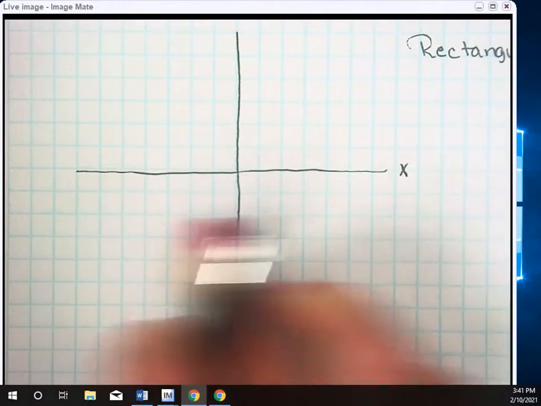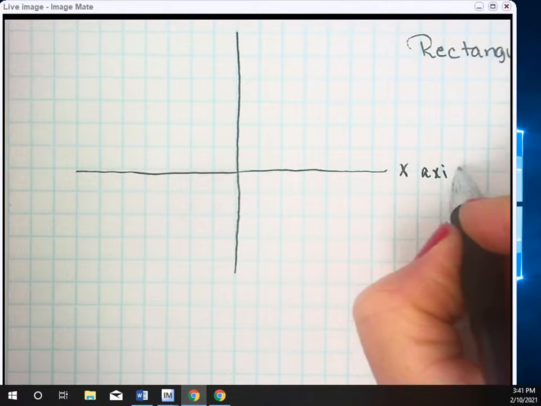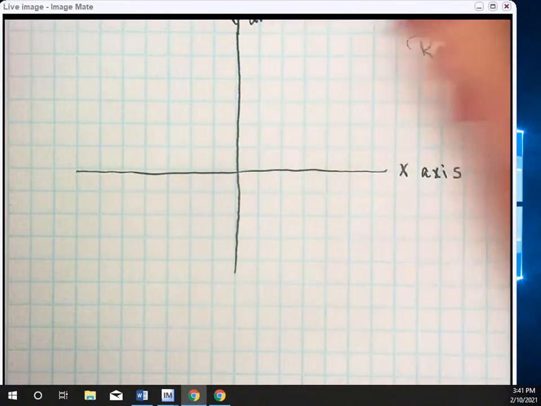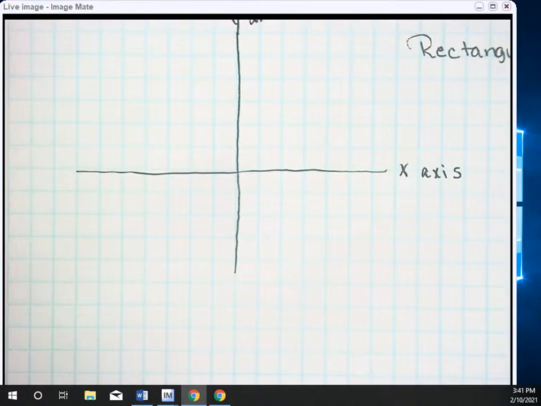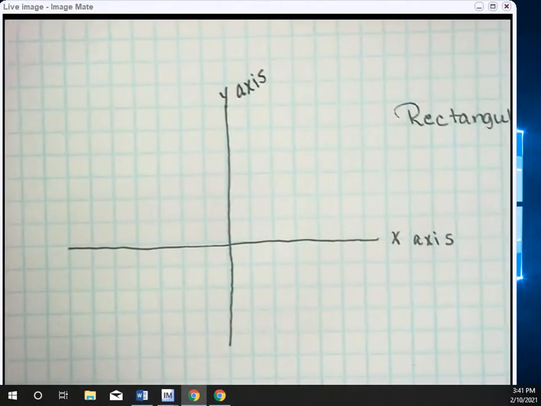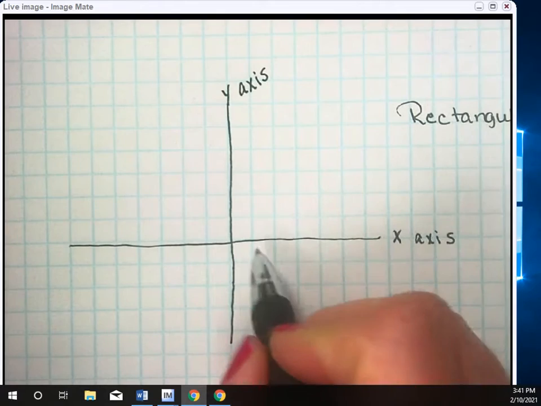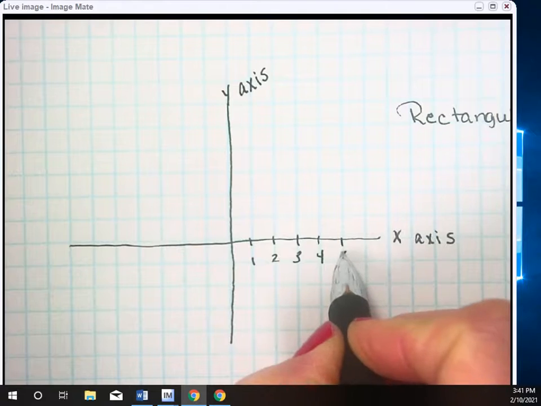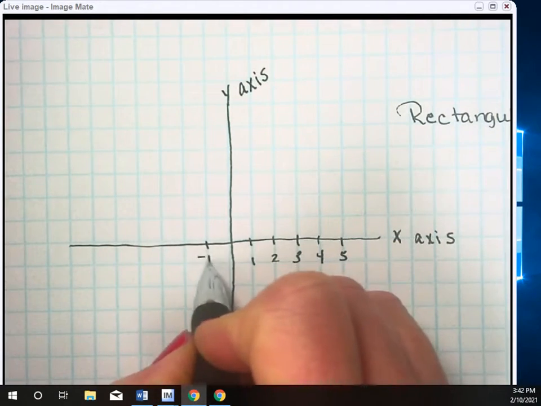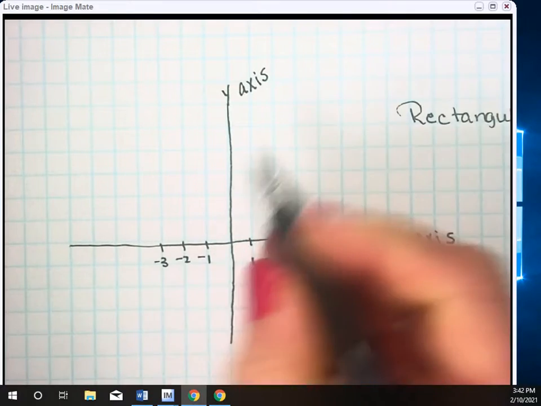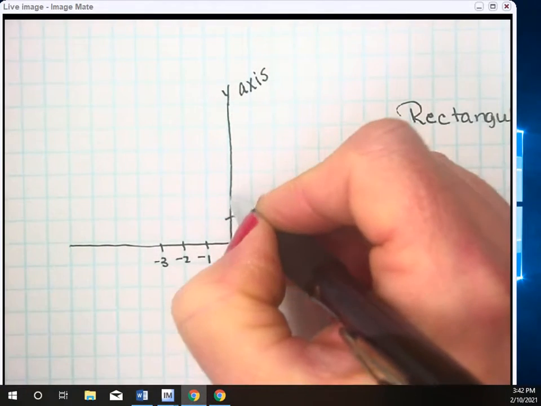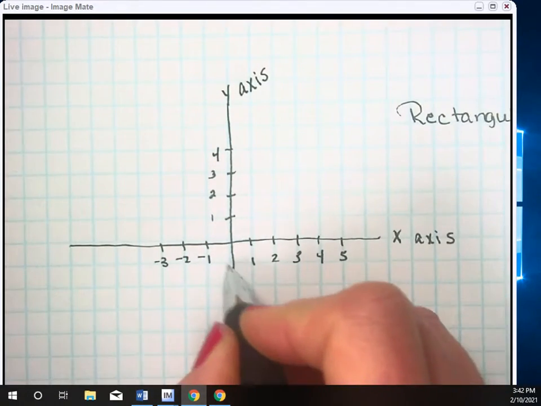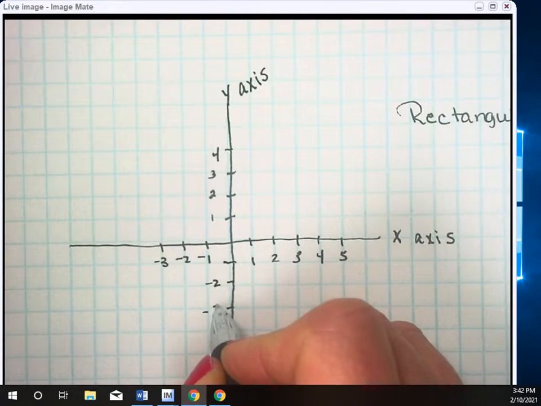The horizontal axis is the x-axis or the abscissa. The y-axis or the ordinate. The x-axis is just a number line that is laying horizontally. The numbers to the right are positive. The numbers to the left are negative. The vertical line, the y-axis, the y values are positive going up and negative going down.